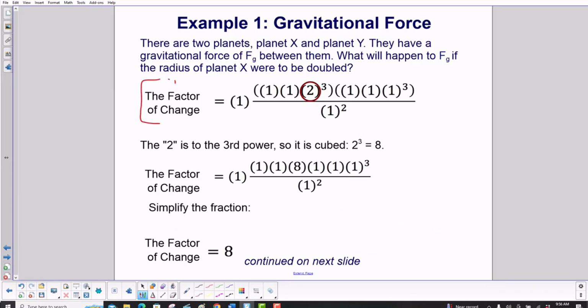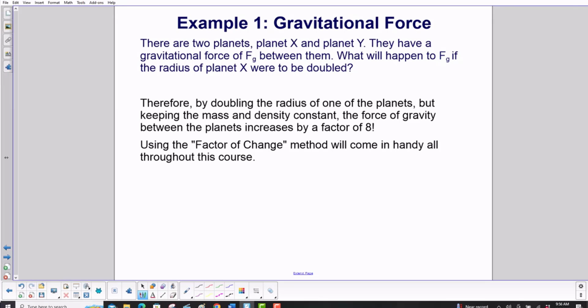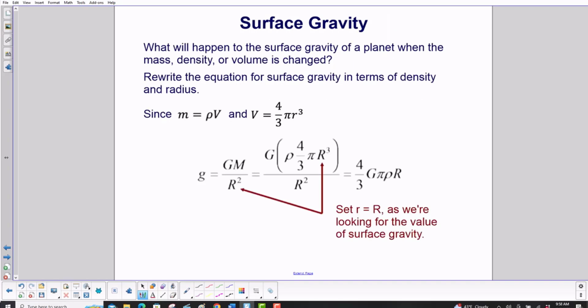So this is from the previous slide, the factor of change. The 2 is to the third power, so it's cubed. 2 cubed is 8. So now we have an 8 there. We simplify that fraction, and we get the factor of change is equal to 8. Therefore, by doubling the radius of one of the planets, but keeping the mass and density constant, the force of gravity between the planets increases by a factor of 8. Using the factor of change method will come in handy all throughout this course.